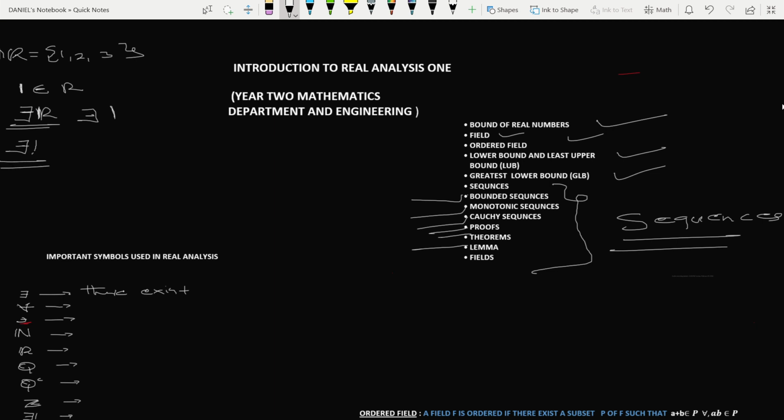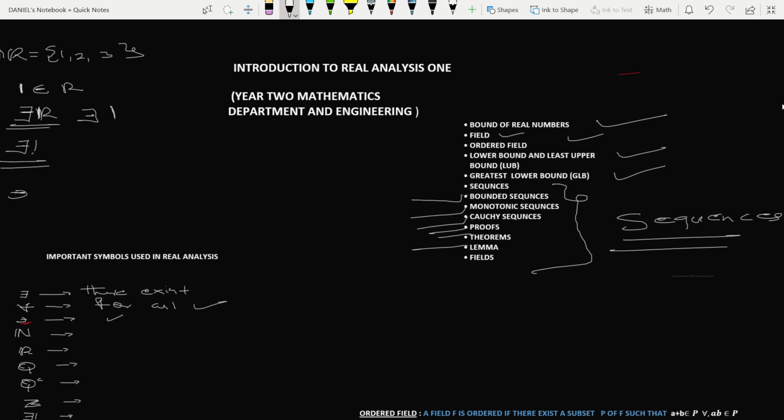Now the second symbol we have is the for all. The for all symbol is mostly used in binary operations or in closure properties, in stating axioms and theorems in mathematics or in real analysis. Now the next one we have is such that. In most cases we write such that like this in real analysis.